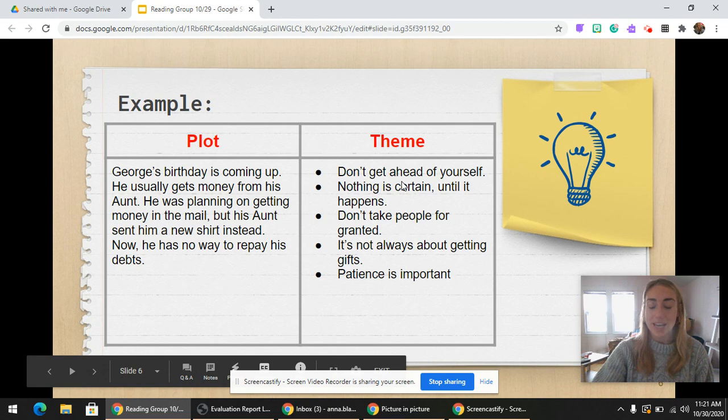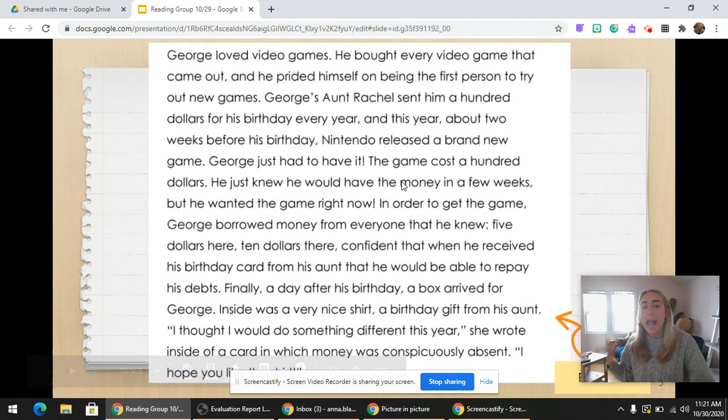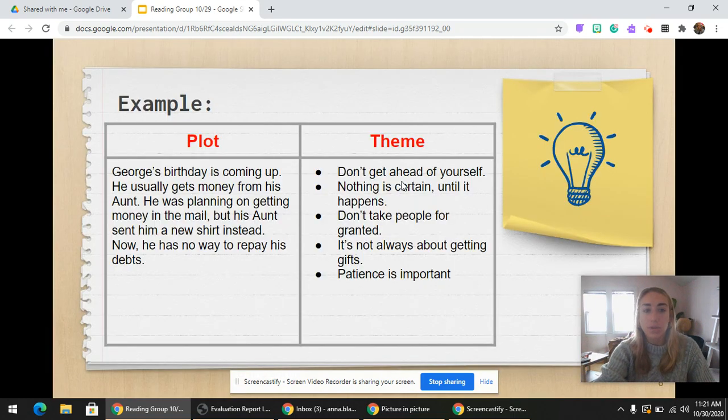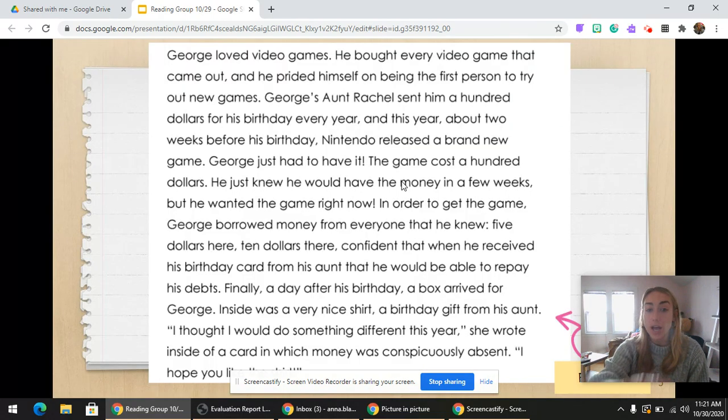So, looking at that, what is our plot? What happened in it? Our plot is that George's birthday is coming up. He usually gets money from his aunt. He was planning on getting the money in the mail, but his aunt sent him a shirt instead. So now he has to repay his debts. That's the plot. That's exactly what happened in the story.